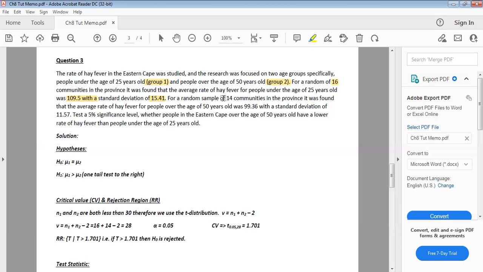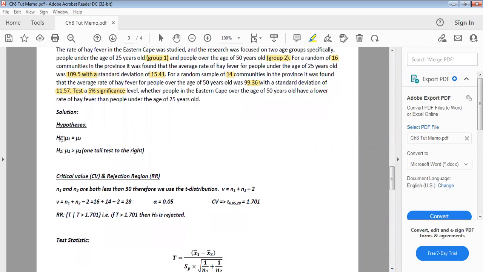For the second group, our N is 17, for a random sample of 14 communities in the province. It was found that the average rate of hay fever of the people 50 years old was this, and the standard deviation was that one. So that's N2, the mean 2, and standard deviation 2 of the second group. They're asking to test at the 5% significance level whether the people in the Eastern Cape have a lower rate of hay fever than people under the age of 25. So there are two groups, people younger than 25 and those 50 years.